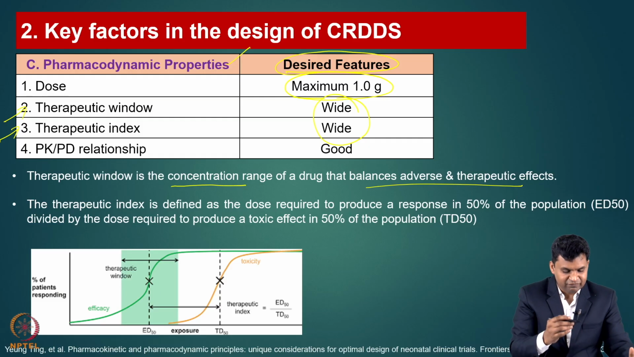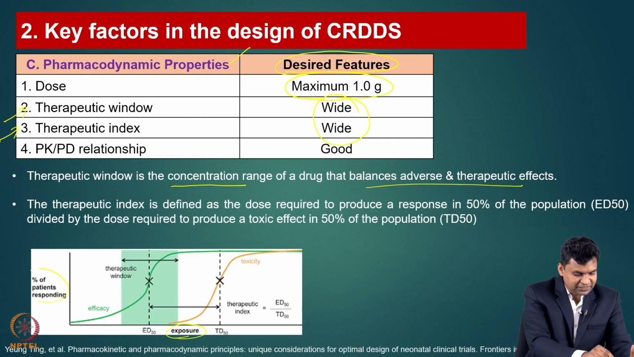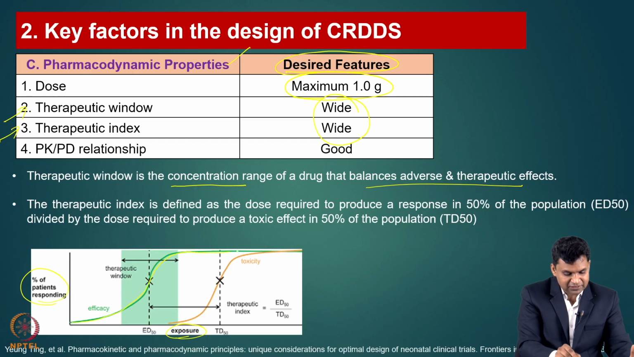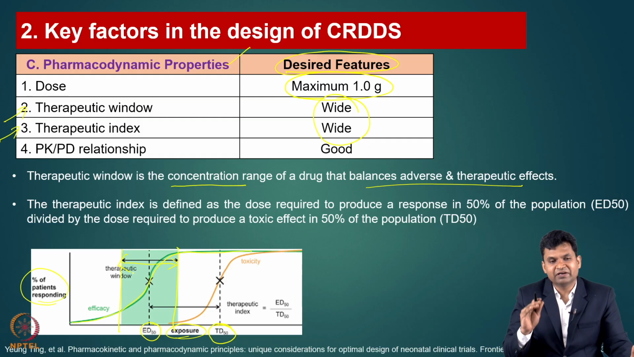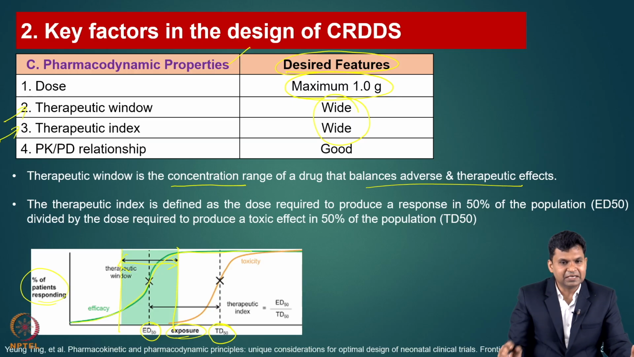Now, we can see with this graph, here you can see the exposure and here is the percentage of patients responding, and you can see the green line speaks about the efficacy, and here you can see the ED50 value and the TD50 value, that is toxic dose. And you can see the therapeutic window with the green line. So, that should be maximum. So, when you have a high therapeutic window, you can easily go for the control drug delivery system. And we will see what is the therapeutic index.